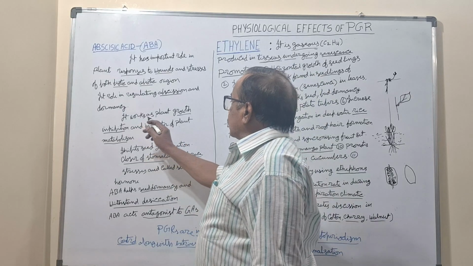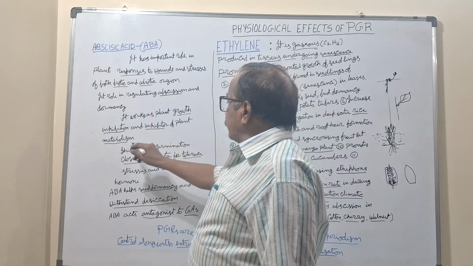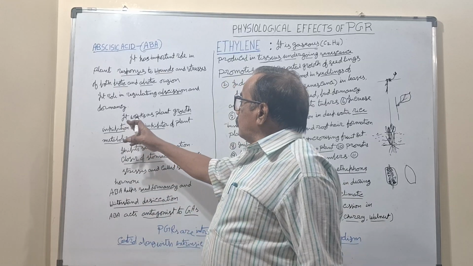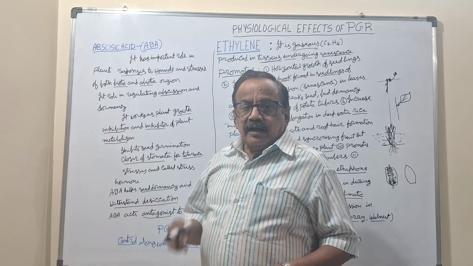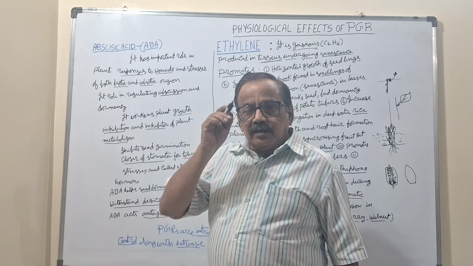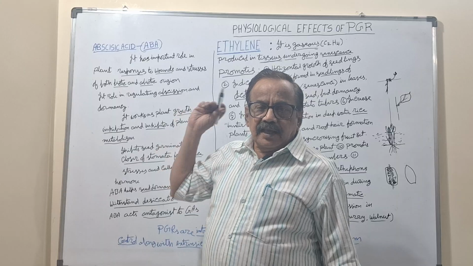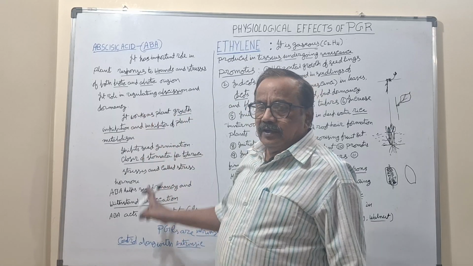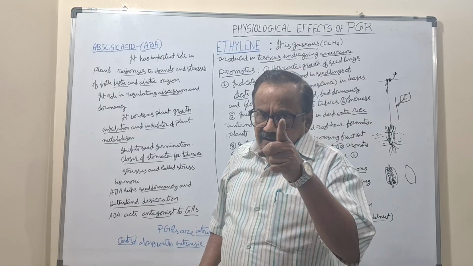And next, it works as a plant growth inhibitor and inhibits plant metabolism. I already told you, auxins, gibberellins and cytokinins are the promoters, and ethylene is a promoter and an inhibitor also, but this is purely an inhibitor. Why am I telling this many times? He will ask the question in NEET.